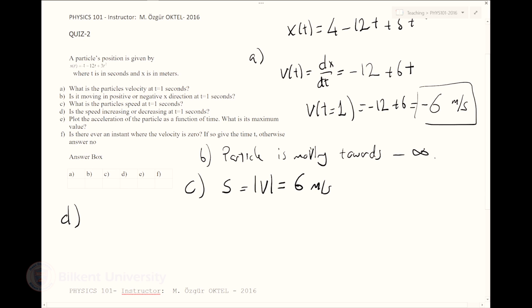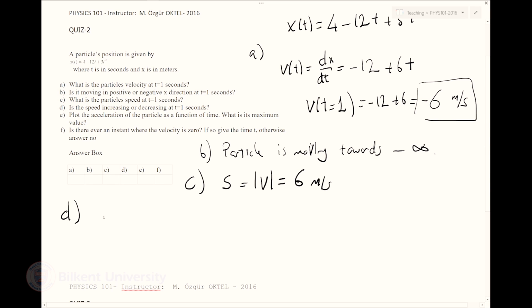Is the speed increasing or decreasing at t equals 1 second? That's a little bit more tricky than the previous straightforward questions. What is the time rate of change of velocity? Acceleration. Great. So let's first calculate the acceleration. I know that a of t is dv dt. And v I have already found. What's the derivative of minus 12? It's a constant. I don't care about that. 6t derivative is 6 meters per second square.